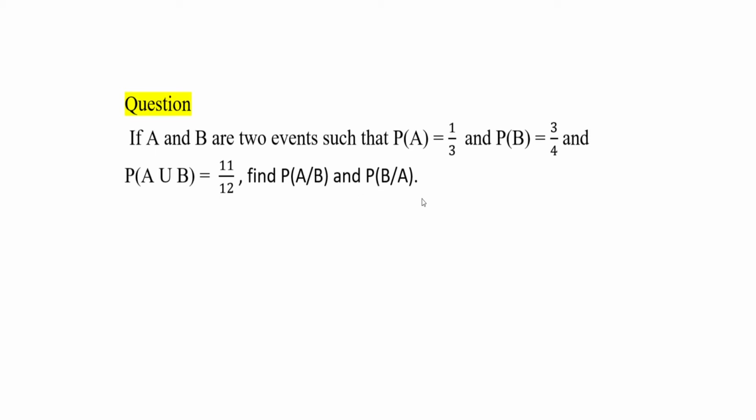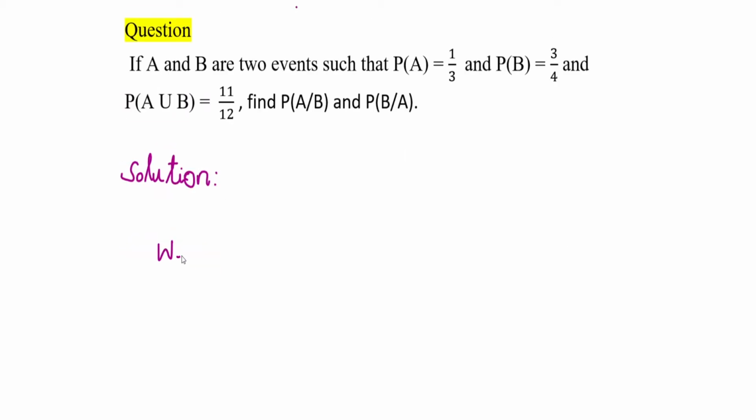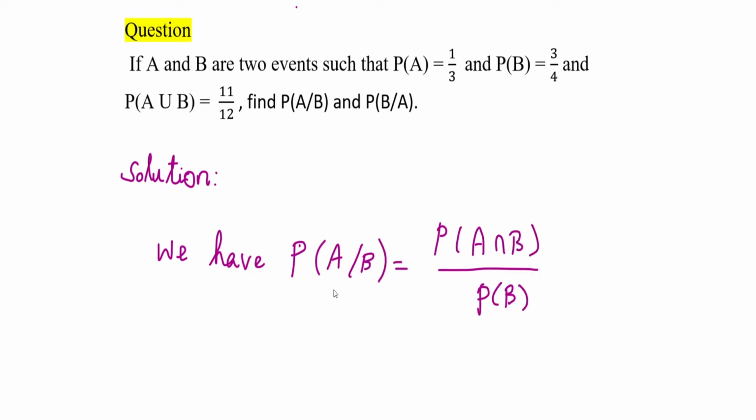So in this problem we are given the values of P(A), P(B) and P(A ∪ B), and we have to find two parts. One is to find the value of P(A|B) and the second part is to find the value of P(B|A). By conditional probability, we know that P(A|B) = P(A ∩ B) / P(B). So to find P(A|B), we need the value of P(A ∩ B). But this value is not given in the question.